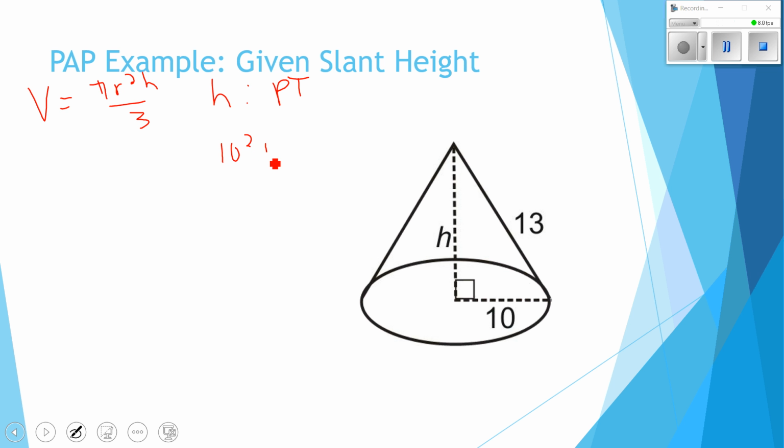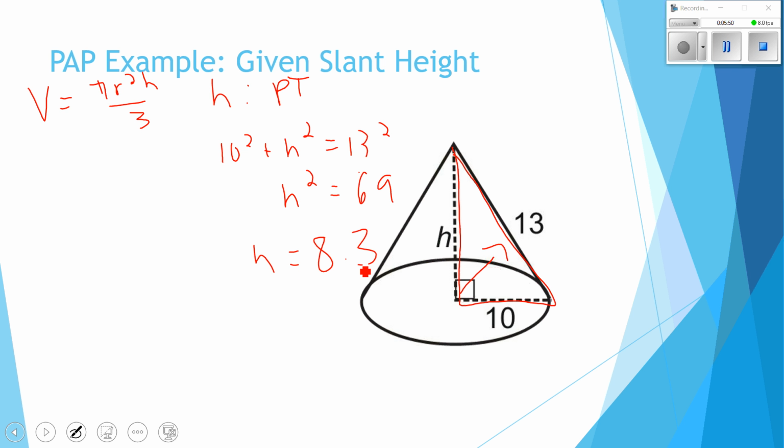We'll do 10 squared plus height squared equals 13 squared, because here is our right triangle. The 13 is our hypotenuse, so a squared plus b squared equals c squared. You would get h squared is equal to 69, and then you would square root 69. Give me one moment. And you would find out that h is equal to 8.3. Now, anytime we have to round, because the actual answer is 8.306623, just chop it off at the 10th place, round it to the nearest 10th.